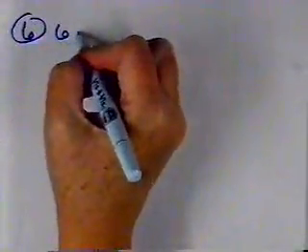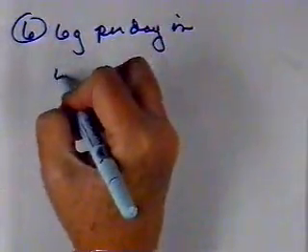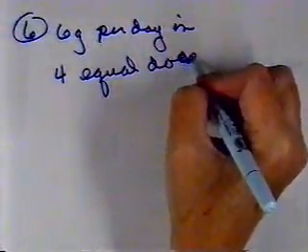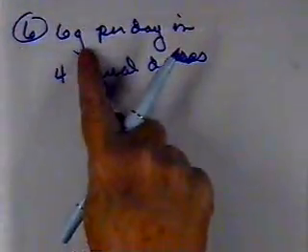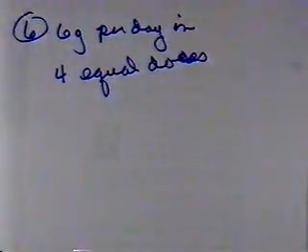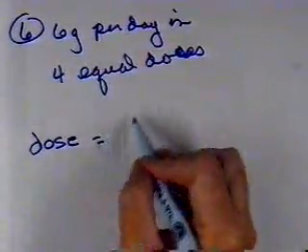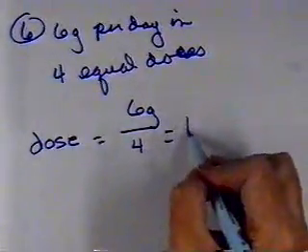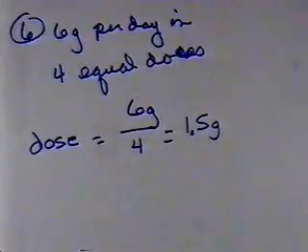Number 6 says 6 grams per day in 4 equal doses. 6 grams per day. If it says per day, we have to figure out what the dose is. If it says 6 grams per day, I'm going to take 6 grams and I'm giving 4 doses. I give 1.5 grams. If it says per day or daily, we have to divide it.